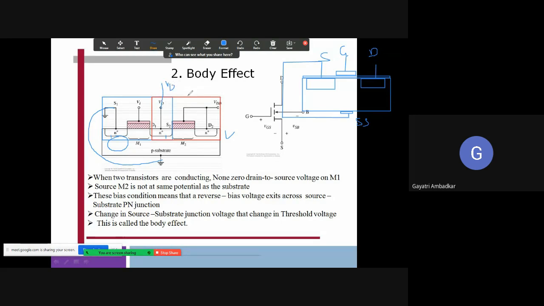So now, can I connect it to ground potential? No, because I have connected multiple MOSFETs in series. The drain of the first and the source of the second are the same. Therefore, I cannot make this terminal at the ground potential.